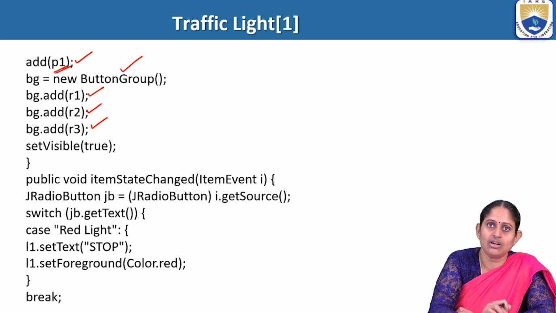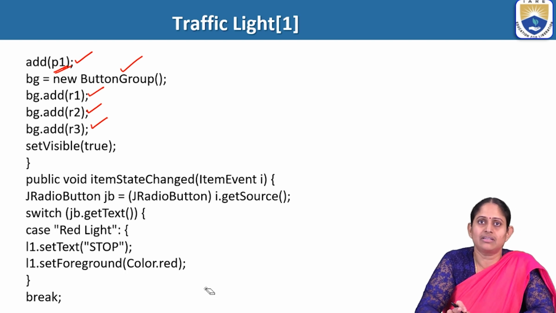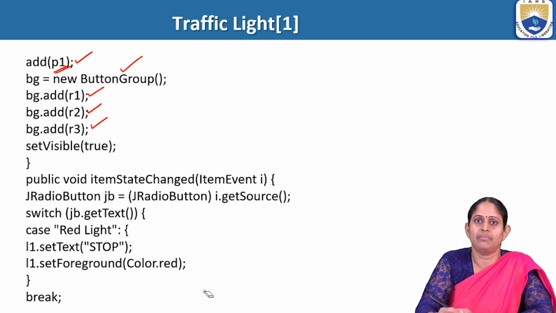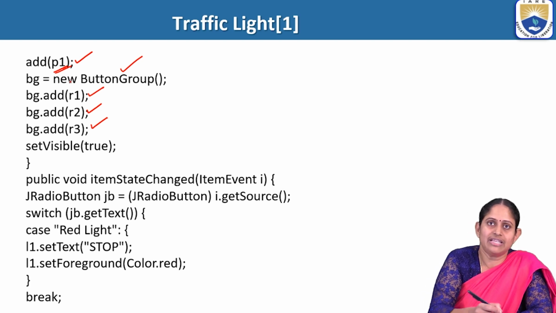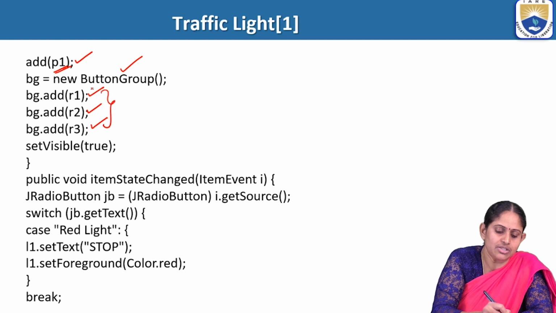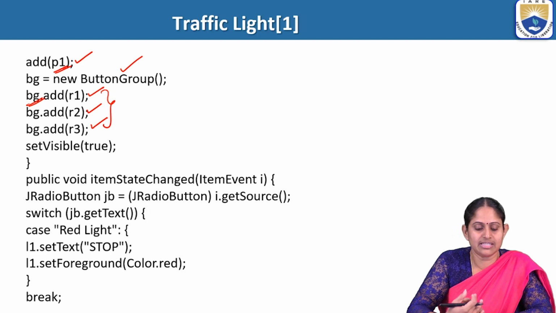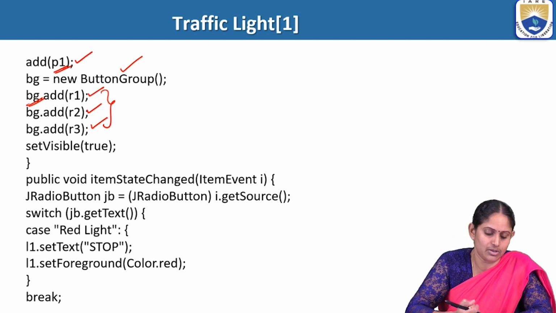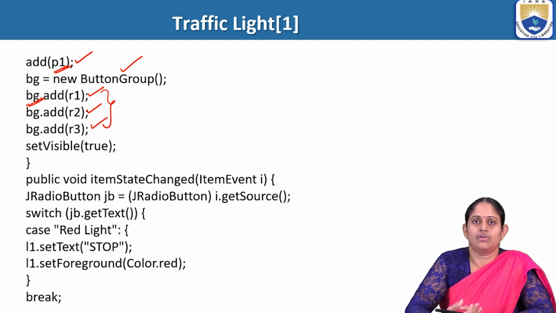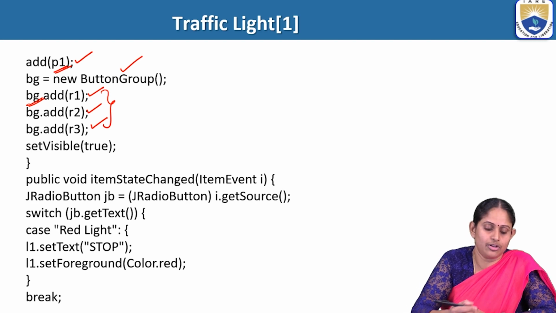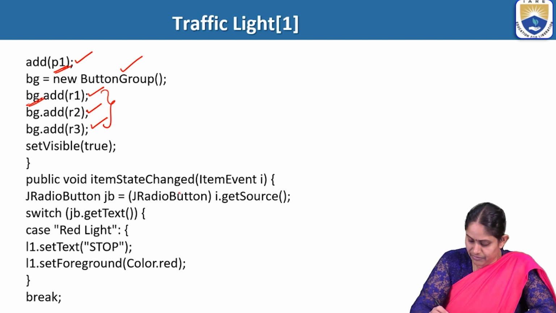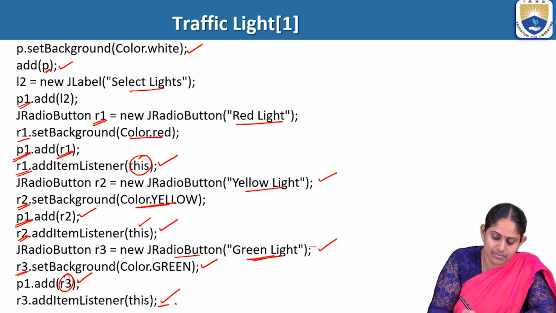When R2 is turned on, R1 and R3 will be turned off, and when we click R3, R1 and R2 will be turned off. So at a time, only one button will be active. To achieve that, we are adding all these three buttons onto this button group BG. Hence, we will obtain the radio buttons behavior. Now we have registered the three.